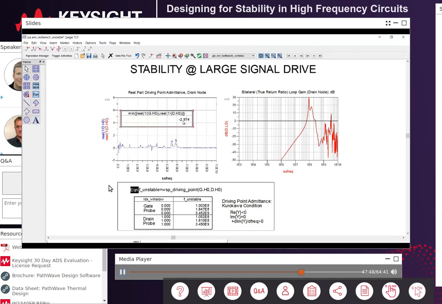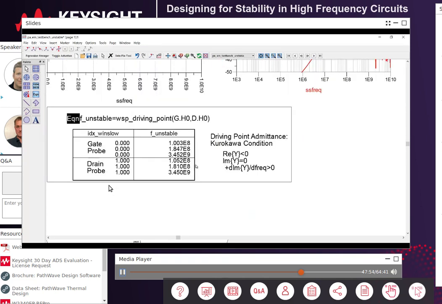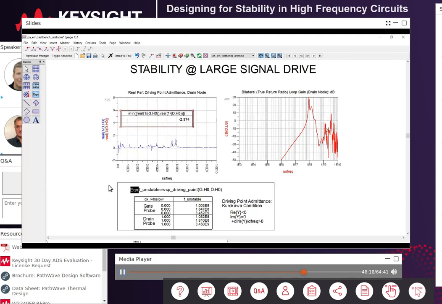Driving point admittance has a negative minimum value, so I want to run a more thorough stability check of Kurokawa's condition. And to do that, I've got a function here called WSP driving point. This function analyzes any number of driving impedances, and what it does is returns the unstable frequencies in all of those impedances. So I passed both probe outputs to this function, and multiple frequencies got flagged as unstable, both below and above the primary transmit band. So these things warrant some further investigation.